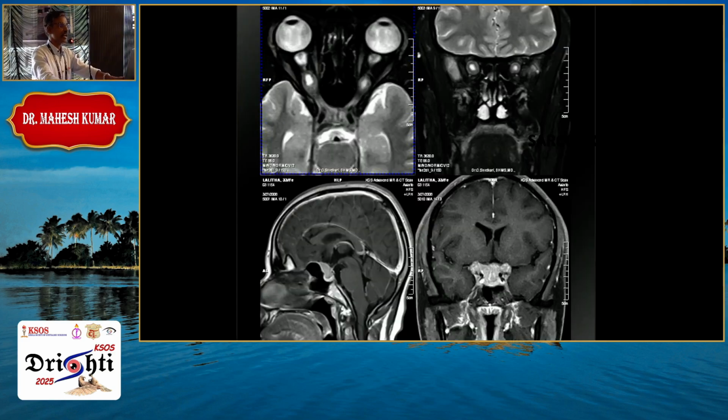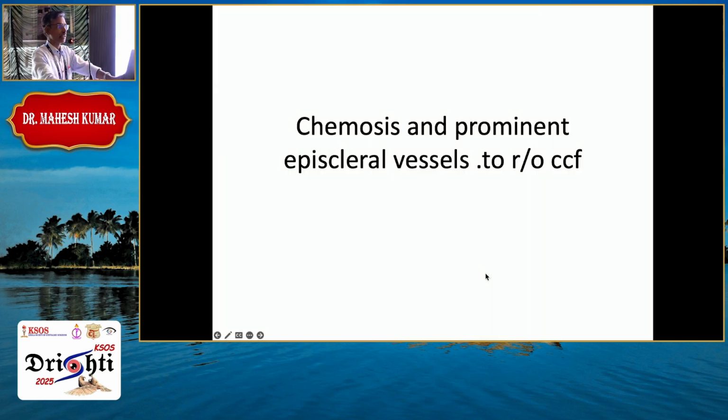Now sarcoidosis has various manifestations for us. It can be optic neuritis, it can be uveitis, and many other things. You can see the sarcoid granulomas in the optic nerve. It can present as optic perineuritis and other things. So you can see the extensive inflammation within the visual pathway.